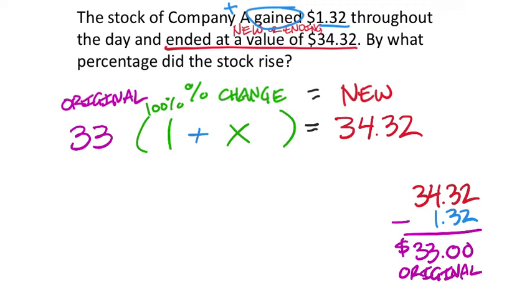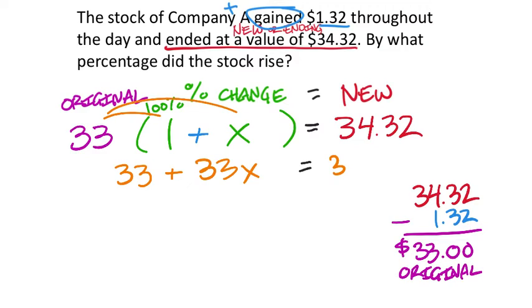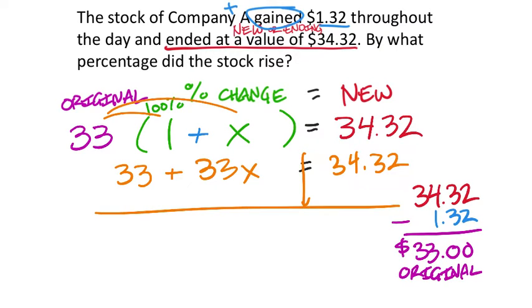Now looking at this equation, some of you may divide both sides by 33 just because we've seen some literal equations before. In the past, though, I think you're more familiar with distribution. So I'm going to stick with that. So it'd be 33 times 1, which would be 33. 33 times x, which would be 33 x's. And then this would equal still 34.32. Now, since I want the percent of change here, I would solve for x at this point, so minus 33.